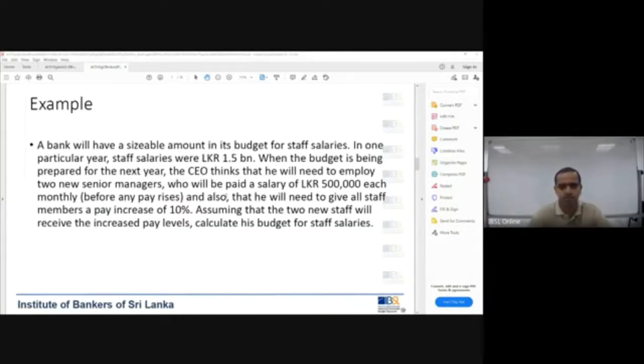An example. Let's try this example. A bank will have a sizable amount in its budget for staff salaries. In one particular year, staff salaries were estimated at 1.5 billion. When the budget is being prepared for the next year, the CEO thinks that he will need to employ two new senior managers who will be paid a salary of 500,000 each monthly before any pay rises, and also that he will need to give all staff members a pay rise of 10%. Assuming that the new staff will receive the increased pay levels, calculate his budget for staff salaries.